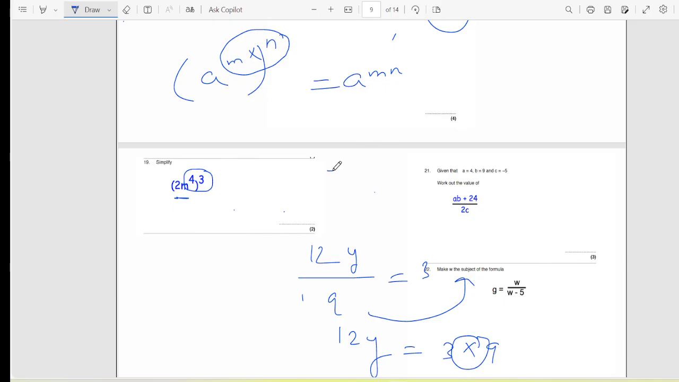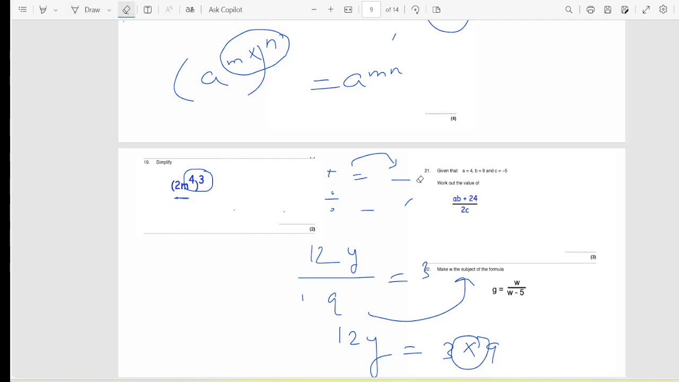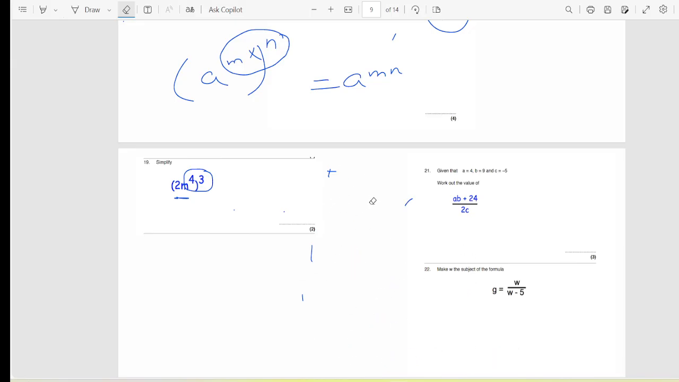So if it is positive and we move it to the other side, it becomes minus. If it is division, it becomes multiplication. Like opposite operation, we just use inverse operation to rearrange the different terms.